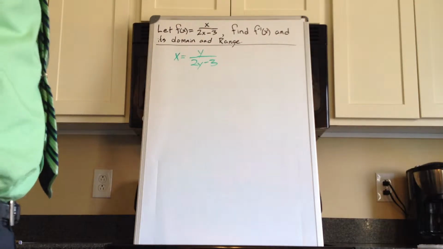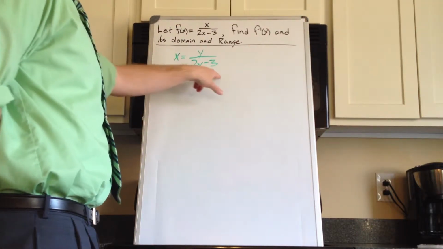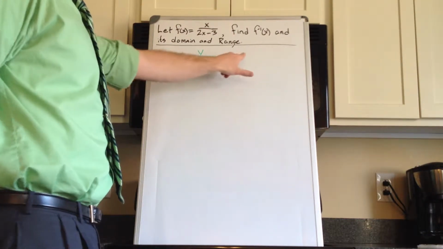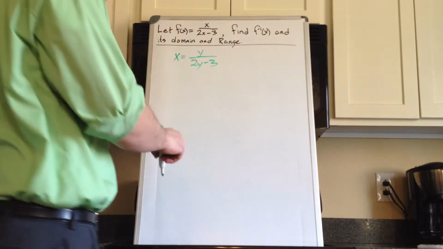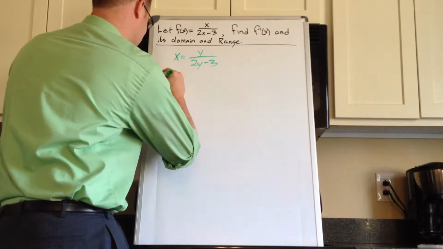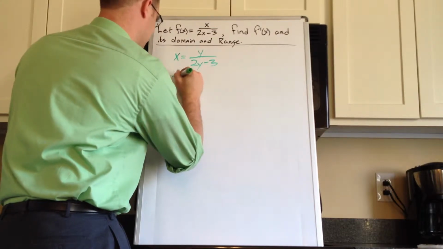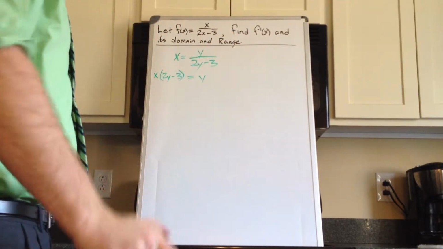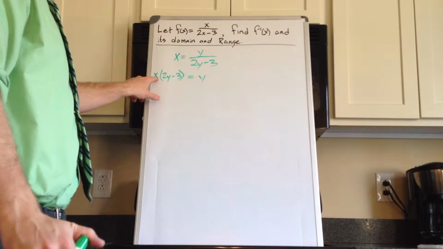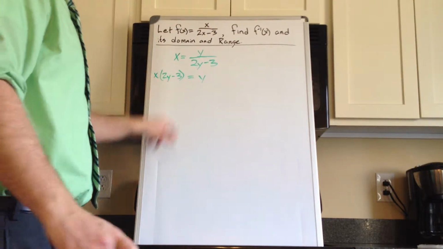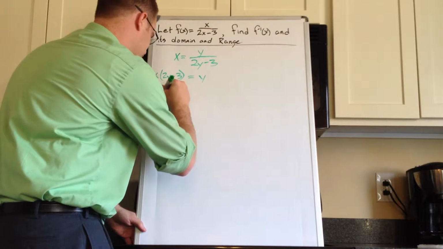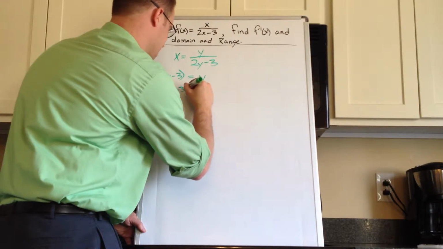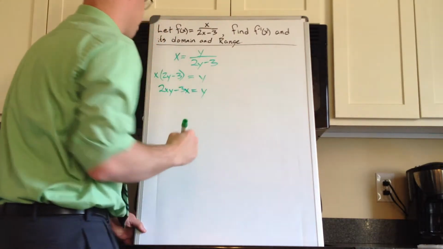The first thing we're going to do is get rid of this denominator. We're going to multiply both sides by the quantity 2y minus 3, and then it'll cancel on the right side. On the left side we'll have x times 2y minus 3, and on the right side all we're going to have left is y, because it cancels. The next thing is to distribute x across the parentheses. So we're going to have 2xy minus 3x equals y.